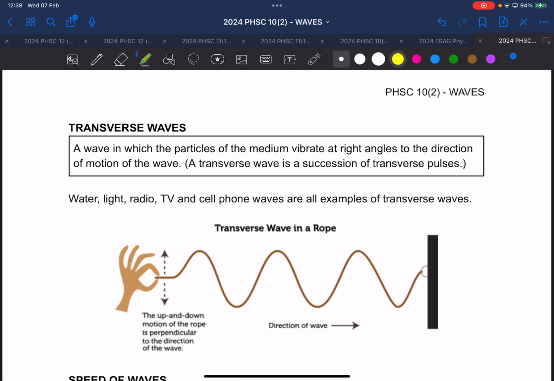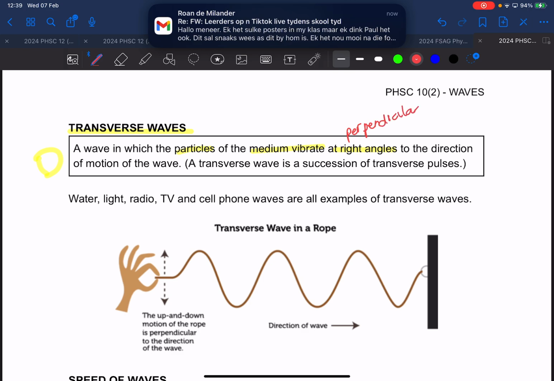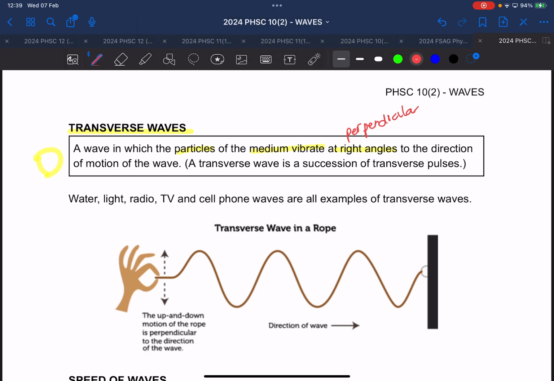Okay, so we have spoken about transverse pulses. Now we're going to go to transverse waves. And remember, anything in a block is a definition that you must know word for word. Transverse wave: a wave in which the particles of the medium vibrate at right angles, or you could say perpendicular, to the direction of motion of the wave.